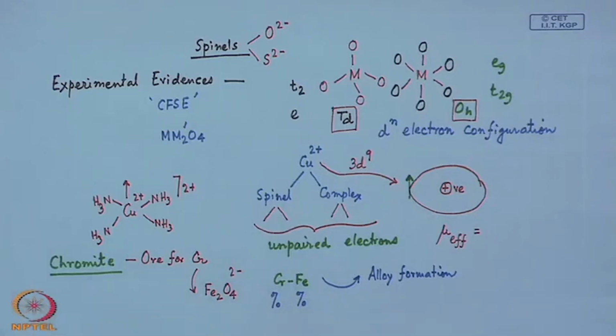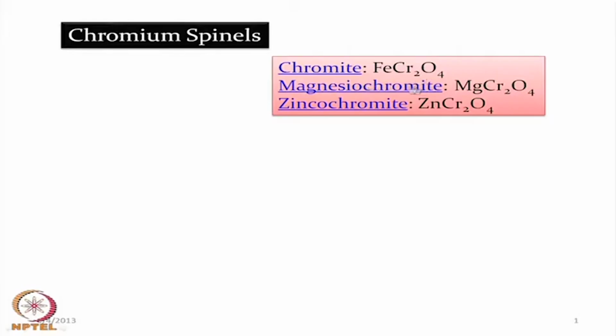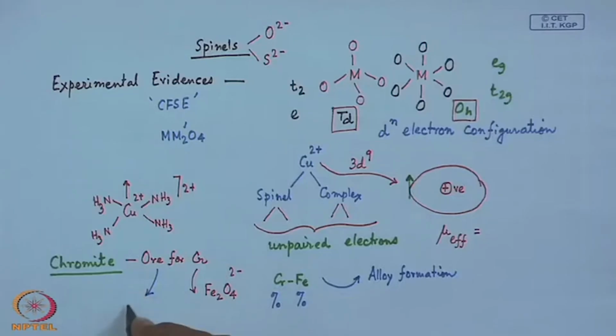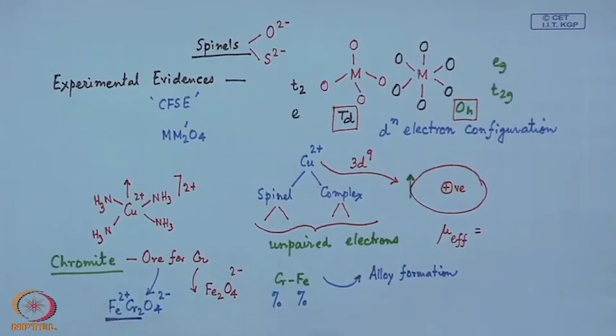Like our typical spinel structure bearing aluminium, in this particular case also we can have this chromite structure with iron, with Cr2O4. So when the chromite is present, this is Cr2O4 2 minus, and iron is present as Fe2 plus. So here also we can have both iron and chromium, and these can be utilized in a similar fashion for the corresponding alloy formation.